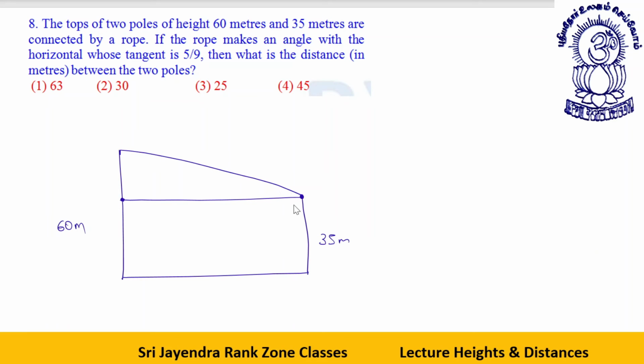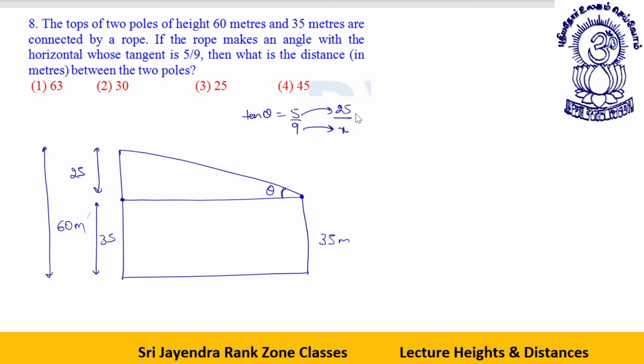See, this is the horizontal. Now this theta, we have tan theta equal to 5 by 9. This is 35. This completely is 60. This is 35, so this will be how much? This will be 25. So this is 25, and this distance will be x.